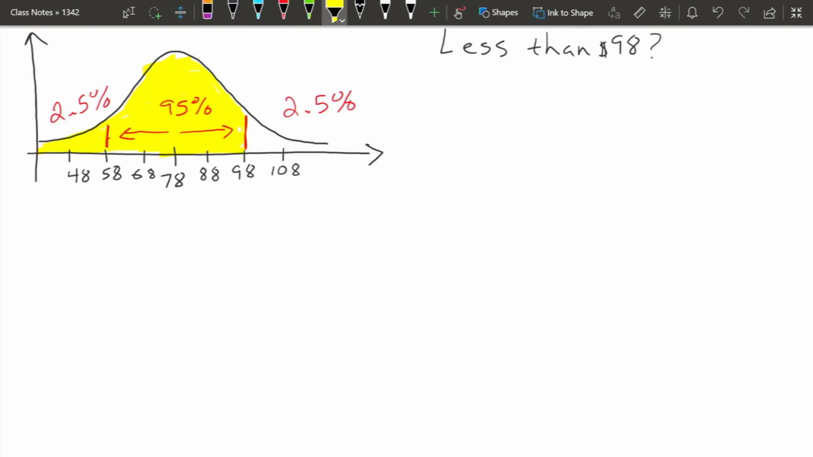That percent adds up to how much? In this case, if we want to, we can take the 2.5 and add it together with the 95% in the middle. And we can get how much percent is less than 98. It'd be 97.5%.